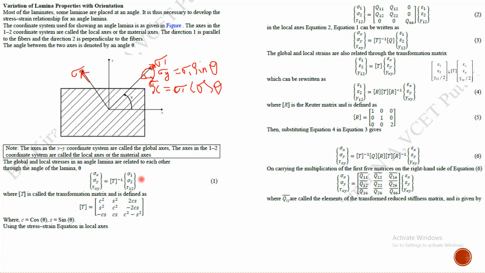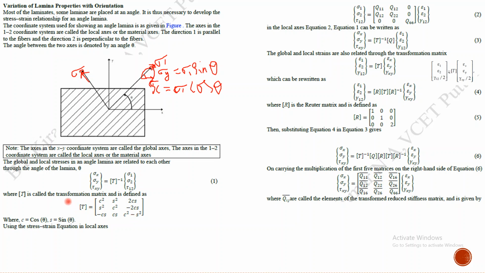if I represent it in matrix form, we usually call that a transformation matrix, where we are transforming the stresses from direction 1-2 to x-y. So the equation becomes: sigma x, sigma y, tau xy is equal to the inverse of the transformation matrix multiplied by sigma 1, sigma 2, tau 12.